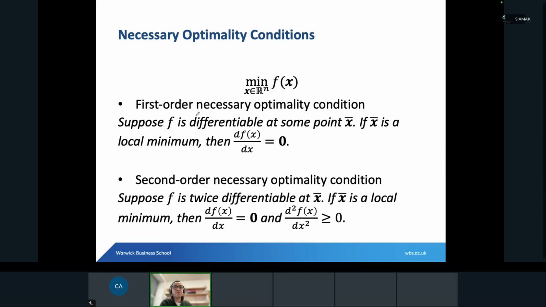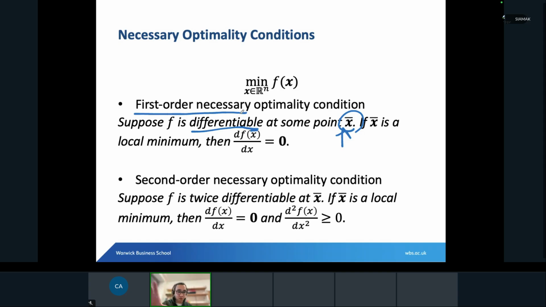The first order necessary optimality condition says that if a function f is differentiable, which is really important, at some point x bar, and if x bar is a local minimum, then the first derivative at this specific point x bar should be equal to 0. So you just take the first derivative, make it equal to 0, and find those x bars that make the first derivative equal to 0. This is the first order necessary condition.